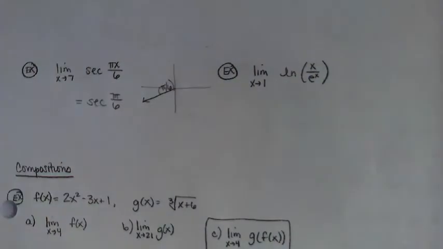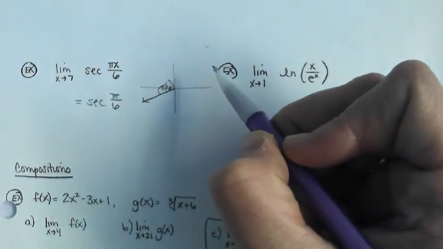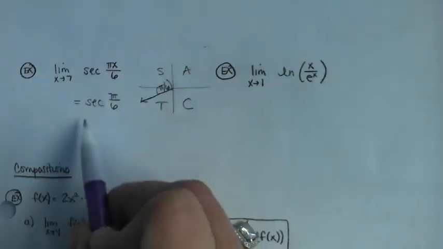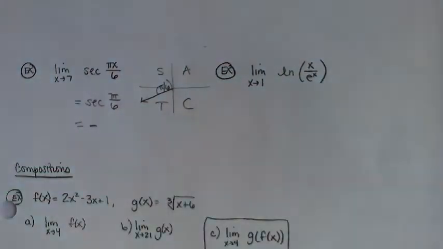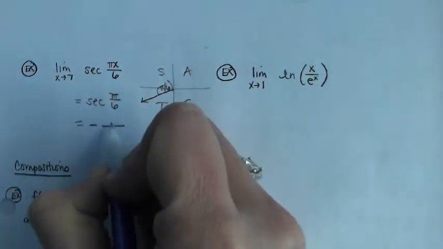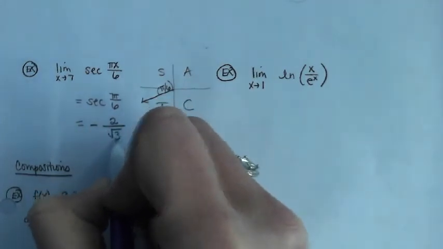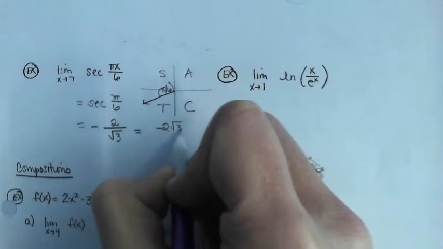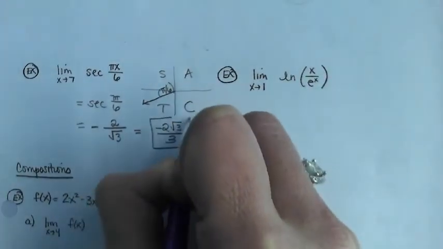Secant is the reciprocal function to what? Cosine. So should this be positive or negative? Negative. And what is the cosine of pi over 6? Radical 3 over 2, and so we need to reciprocate that for the secant. So rather than radical 3 over 2, we do 2 over radical 3, and then we have to rationalize. So negative 2 root 3 over 3 is our limit.